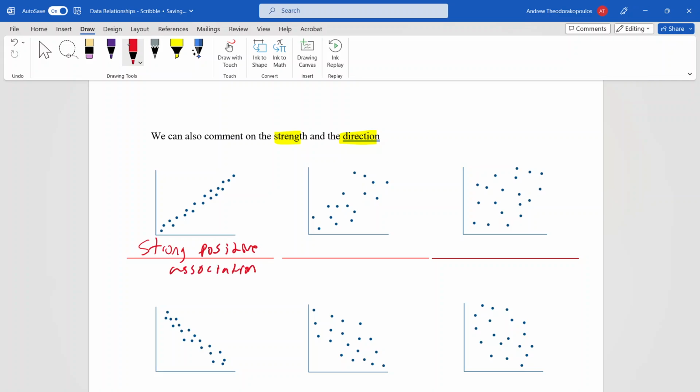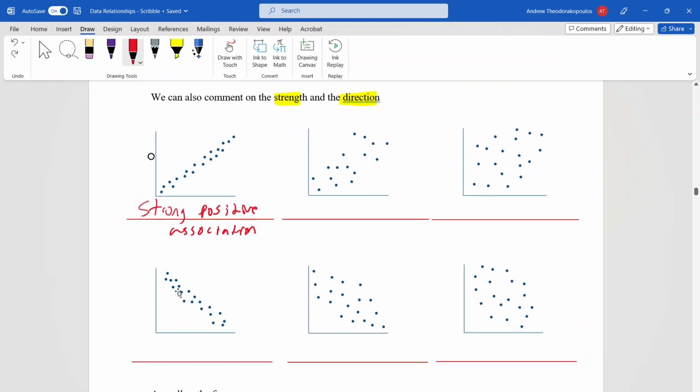I'm just going to talk these through and then I'll put up the answers. So this second one here looks like it's still going up, so it's positive, but it's like a moderate version. So we can say this is a moderate positive association. And this one still, you can sort of see that it's going up. It does almost look like there's no trend, but we can sort of see a positive association. So we say that this is a weak positive association.